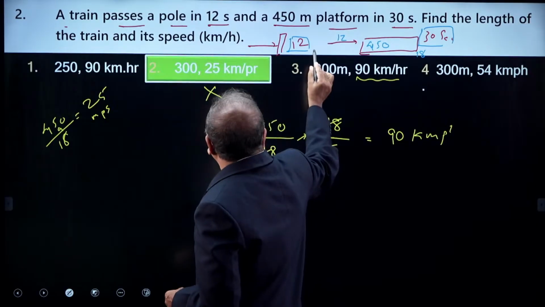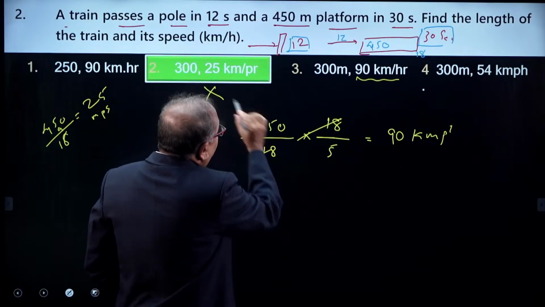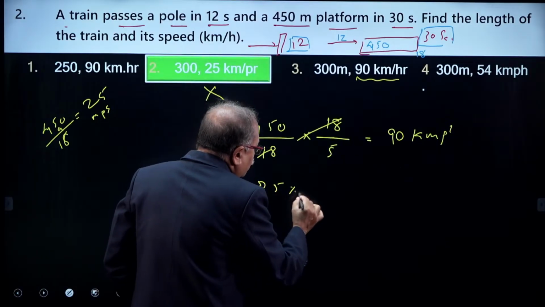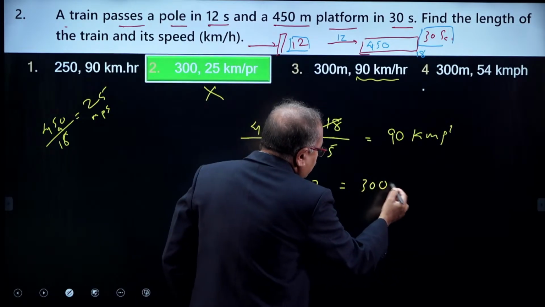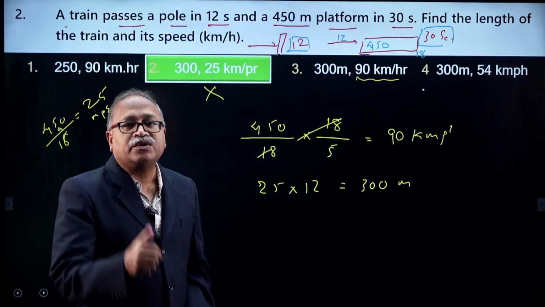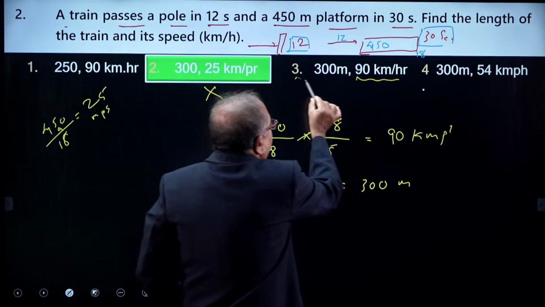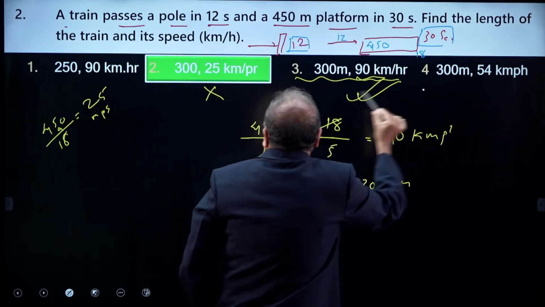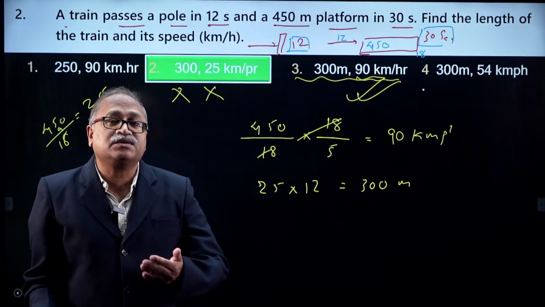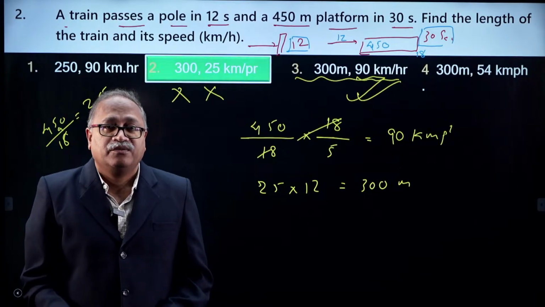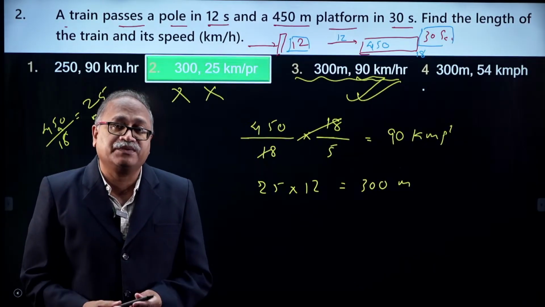And how much time it takes? 12 seconds. So, the length of the train is 25 into 12, and that gives us 300 meters. So, rightly said Mr. Prabhu, 300 meters and 90 kilometer per hour. So, this is the right answer. Well done. Look at this, how Prabhu has got the speed, because he has already worked out this type of question many times. So, his concept is very clear.